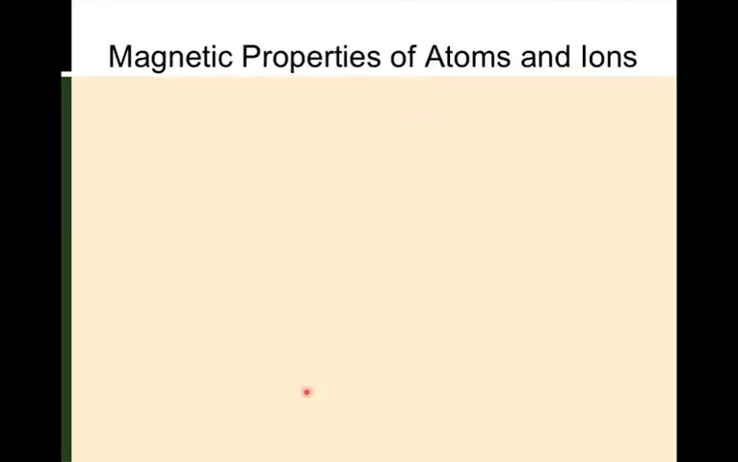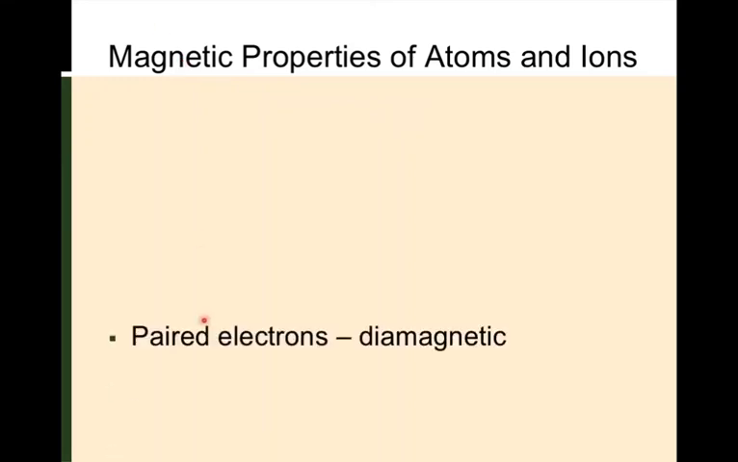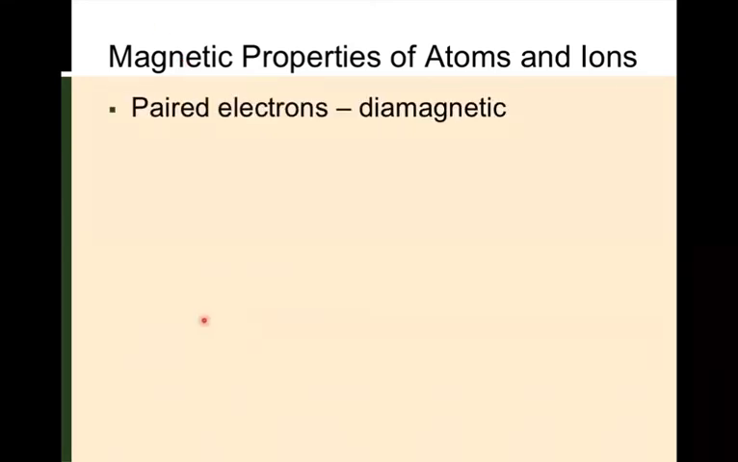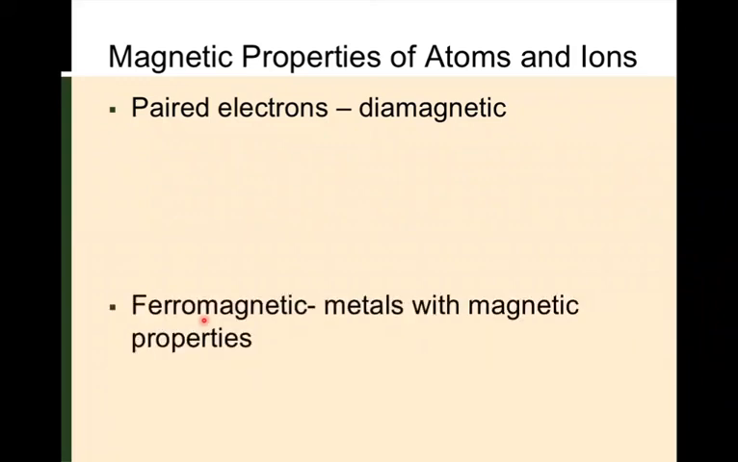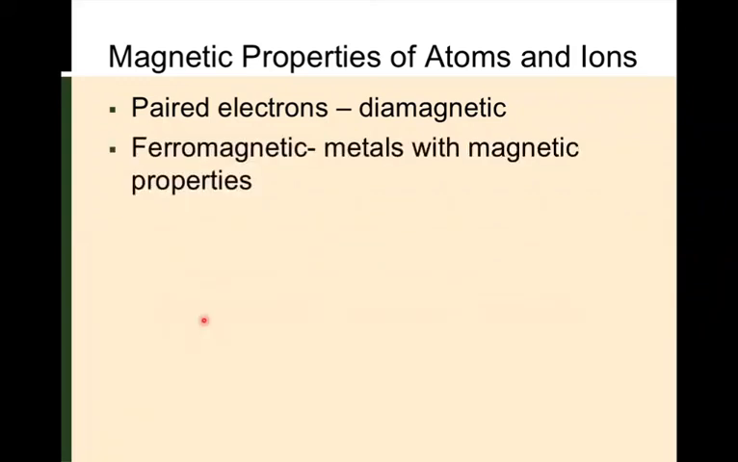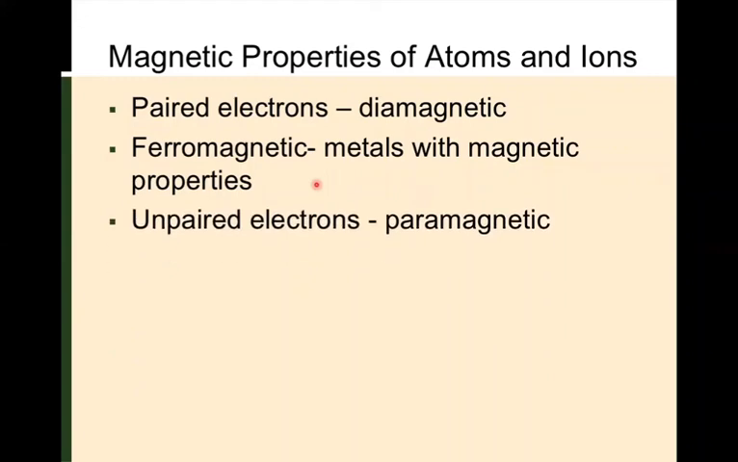Magnetic properties of atoms and ions. So paired electrons are diamagnetic. Ferromagnetic materials are metals with magnetic properties. So if a magnet sticks to a piece of metal, it's generally going to be ferromagnetic. And then unpaired electrons means paramagnetic.